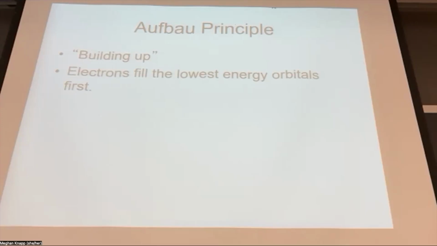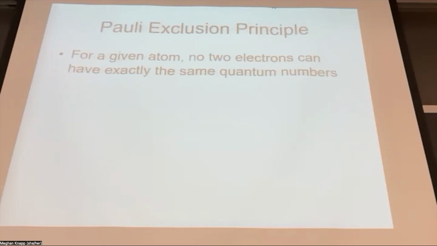All right, the second rule is the Pauli exclusion principle. So we know that each orbital can have 2 electrons. And you might wonder, well, why are we limited to that? The Pauli exclusion principle tells us why. You need to know the consequence of the rule. The rule itself is a little mathy and convoluted. The rule says that for a given atom, no 2 electrons can have exactly the same quantum numbers.